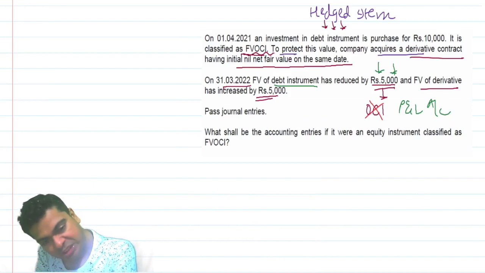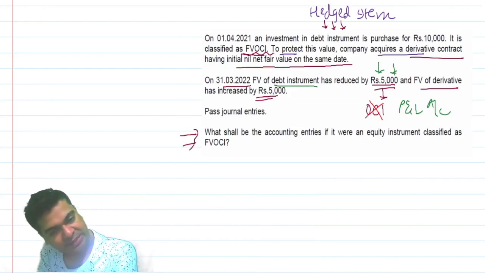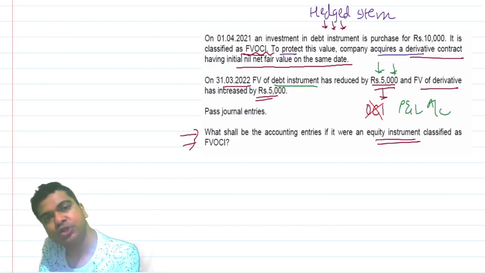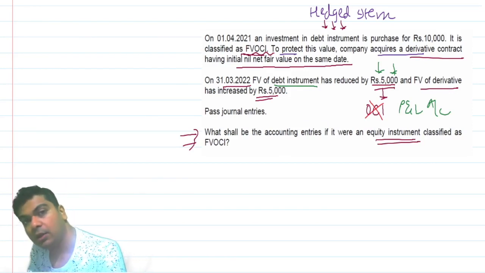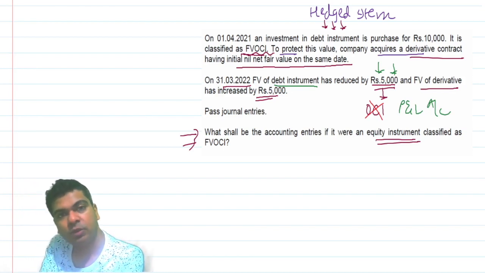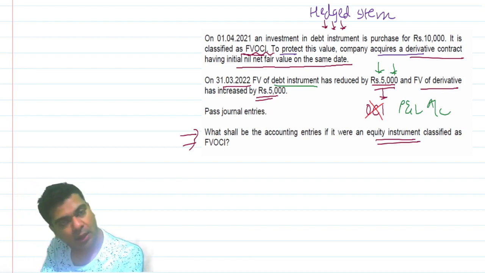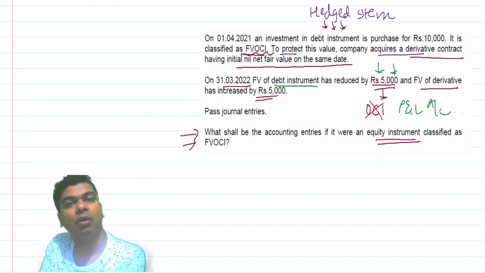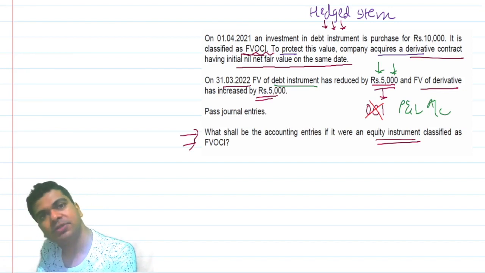Yes, in the same question, they will put a variation at the end. They are saying, what shall be the accounting entry if it were an equity instrument classified as FVOCI? If it is an equity instrument, then the fair value changes of the equity instrument will be captured in OCI, and even the fair value changes in the derivative contract will also be captured in OCI. This is important.